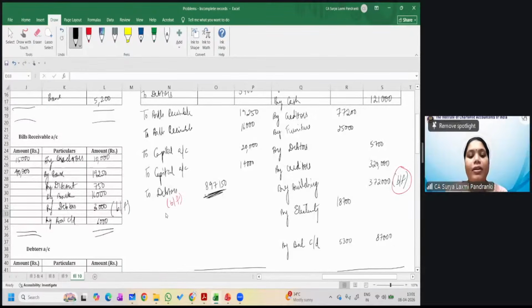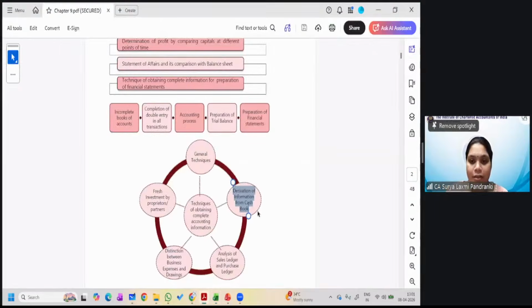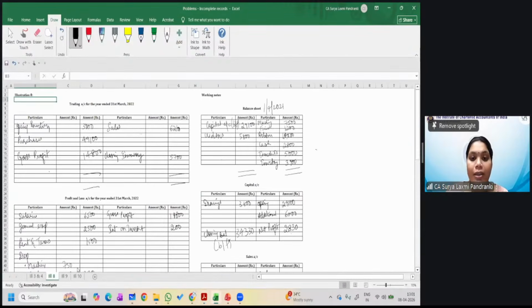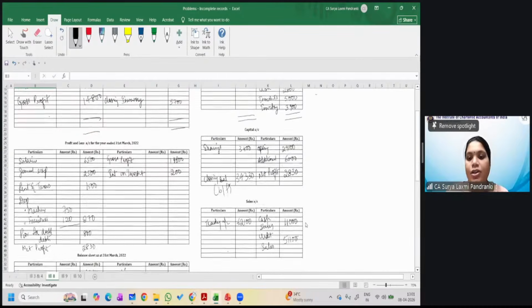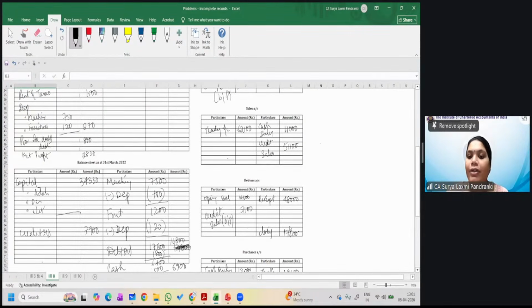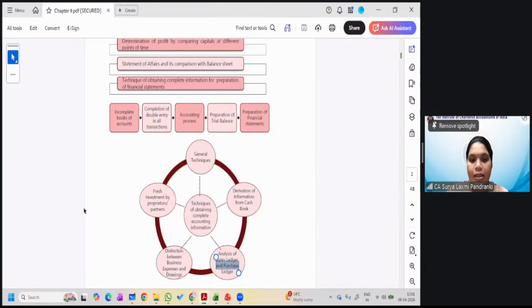We came to know that this is the amount of payments that we have received from debtors. So that is nothing but deriving from the cash book. And analysis of the sales and purchase ledger, this also we have done in the 8th question. We did the sales ledger and the purchase ledger, and then we derived some information, how much is the cash sale or credit sale. And business expenses and drawings, we know the difference. And then investment by proprietors or partners, additional capital, what I've taught you, right?